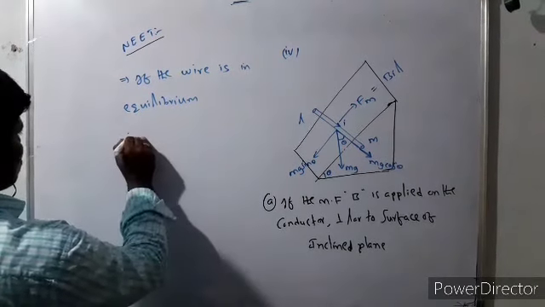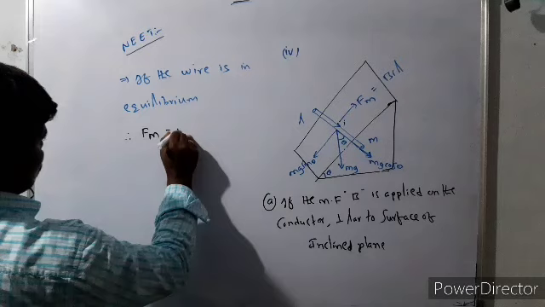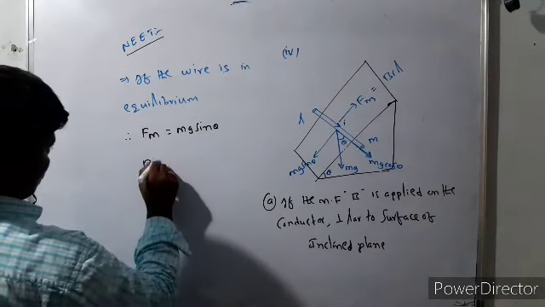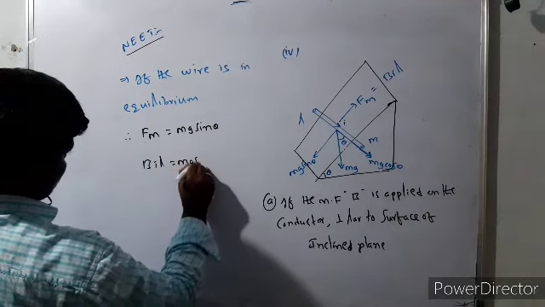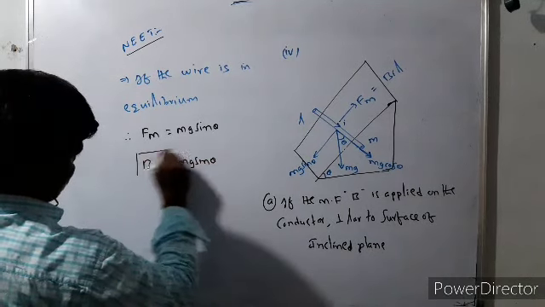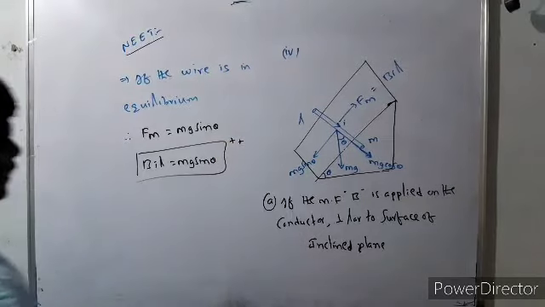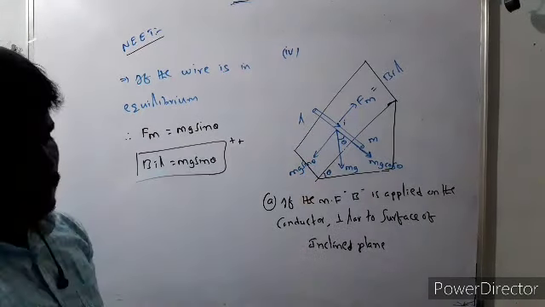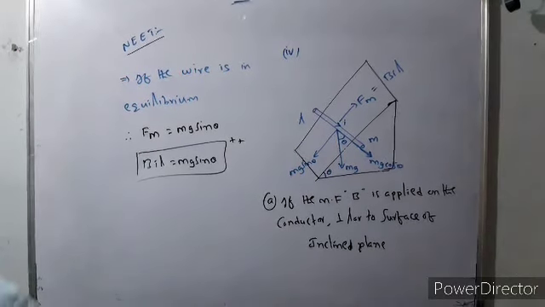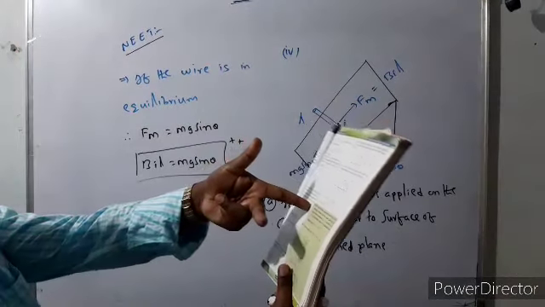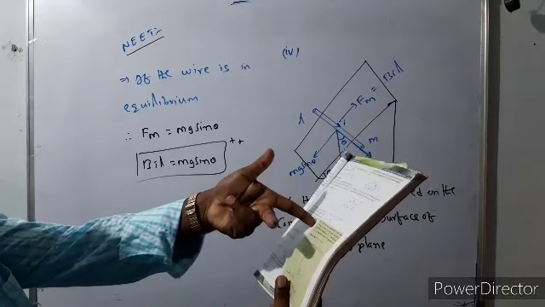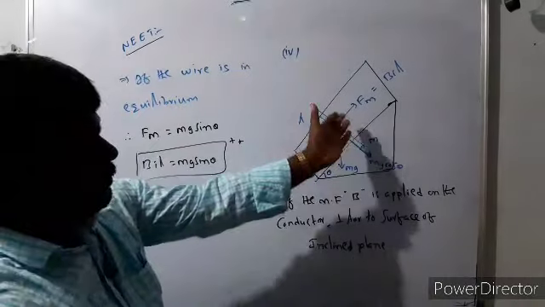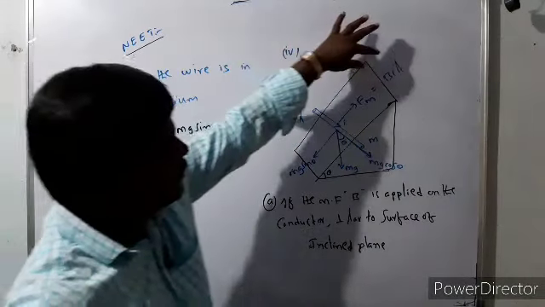If the wire is in equilibrium, what is the case? The magnetic force is equal to mg sin theta. Let's see once again, see clearly. Here the magnetic field is applied perpendicular to the inclined surface, like this. This is the conductor. So the magnetic force acts upwards along the surface. What is that magnetic force?